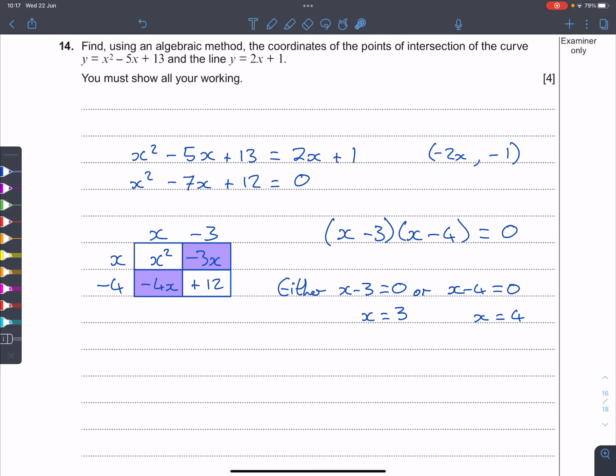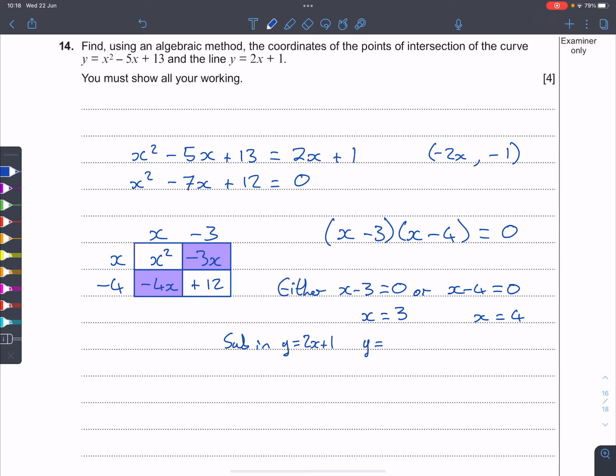Those are the x values of the points of intersection. We want the coordinates, so we need the y as well. What we do have is an expression for y here and another expression for y there, and we know that y is the same for both of them. So if you substitute your values of x into either one of these, you will get the same values of y coming out. It's easier to use this one because it's a smaller equation. So I'm going to substitute into y equals 2x plus 1.